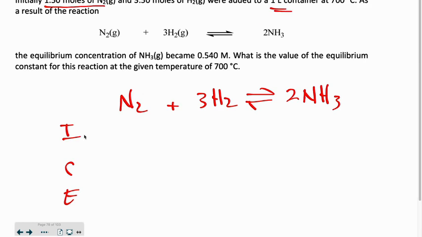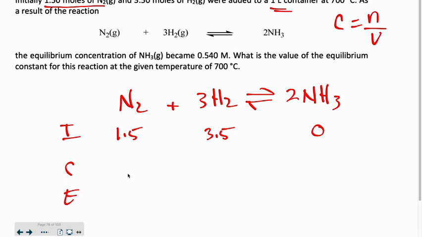Now, you can put moles inside here, but remember that at some point towards the end, you have to convert the moles to concentration. My suggestion to you is to convert these moles to concentration right away. Now, in this case, because I'm dividing by 1 liter, remember, concentration is moles divided by volume in liter. Because I'm dividing by 1 liter, my moles and concentration are the same. So it's 1.5 moles of nitrogen, and I have 3.5 moles of hydrogen, and then I have 0 ammonia.